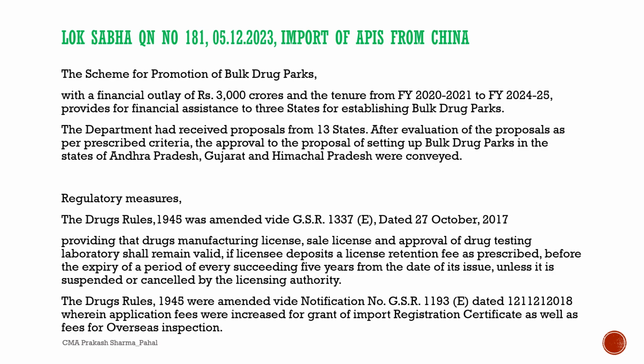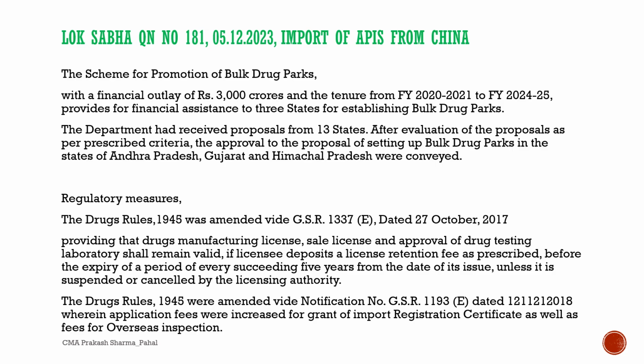Regulatory measures. The Drugs Rules 1945 were amended by GSR 1337 dated 27 October 2017, providing that a drug manufacturing license, sales license, or approval of a drug testing laboratory shall remain valid if the licensee deposits a license retention fee as prescribed before the expiry of every succeeding period of 5 years from the date of its issue, unless it is suspended or cancelled by the licensing authority.